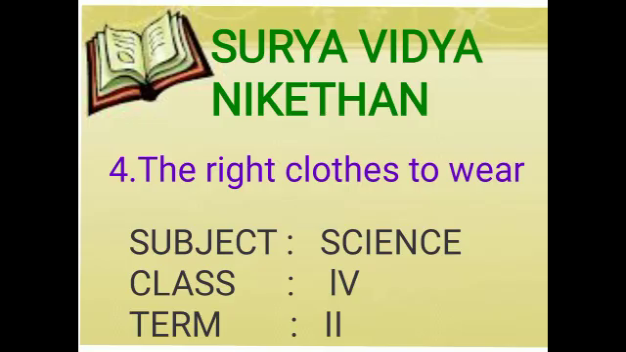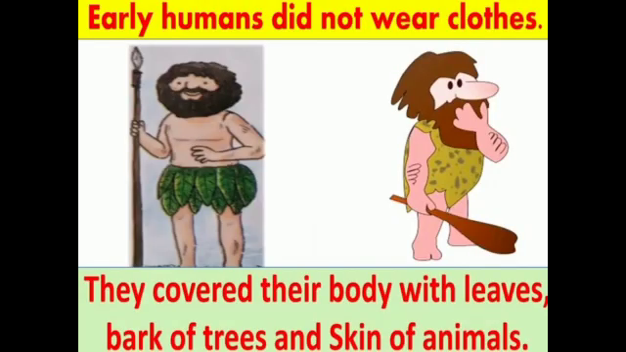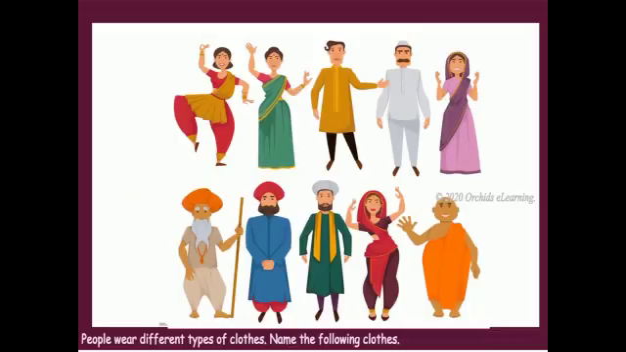Long ago, when humans lived in caves, they used animal skin, leaves, and the bark of trees to cover themselves. Students, do you know about early humans? The early humans did not wear clothes. They covered their body with leaves, bark of trees, and skin of animals. Gradually, they learnt the art of weaving and stitching cloth.